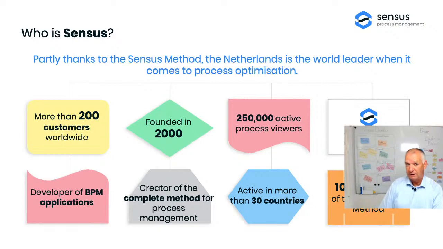So we didn't find any good applications at that moment, so we decided to develop our own product, that is Sensus BPM Online. It's developed on the latest web technologies, and it's also totally in the cloud, so you don't have to install anything on your system. As I said, we were founded in 2000. Now we have 200 customers worldwide, 250,000 active process viewers, and we are active in more than 30 countries.